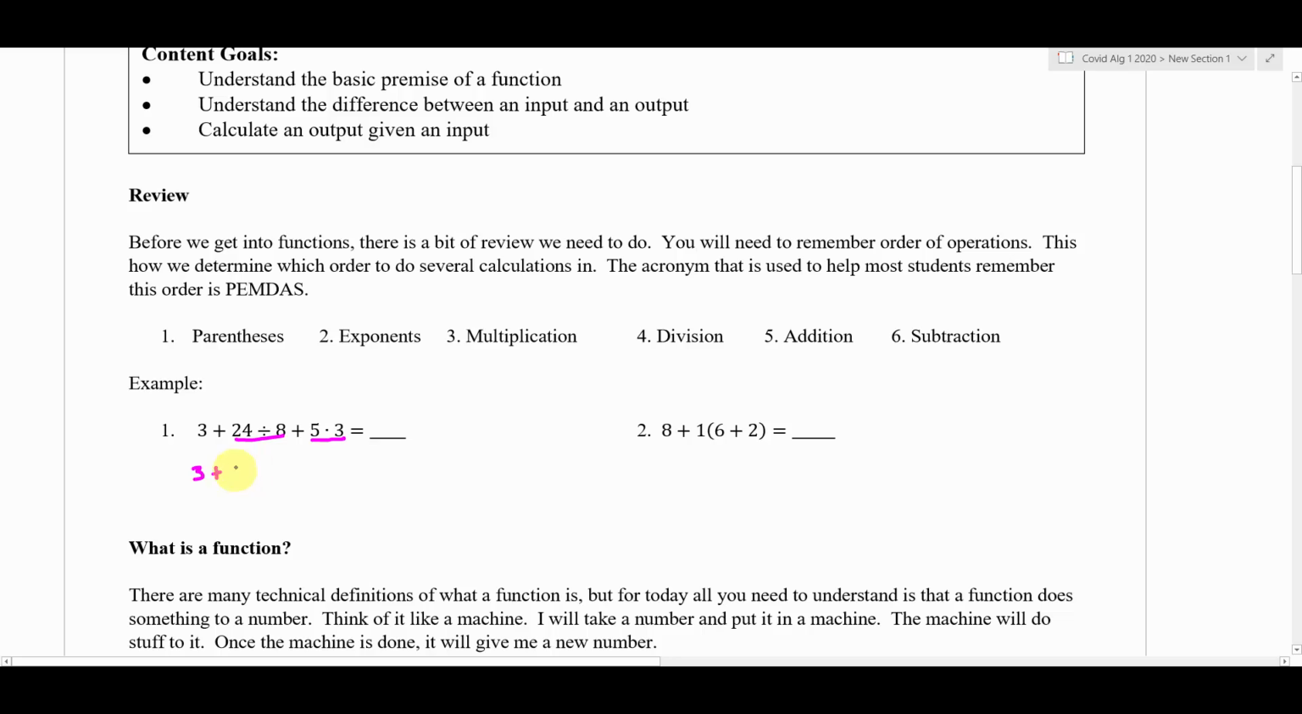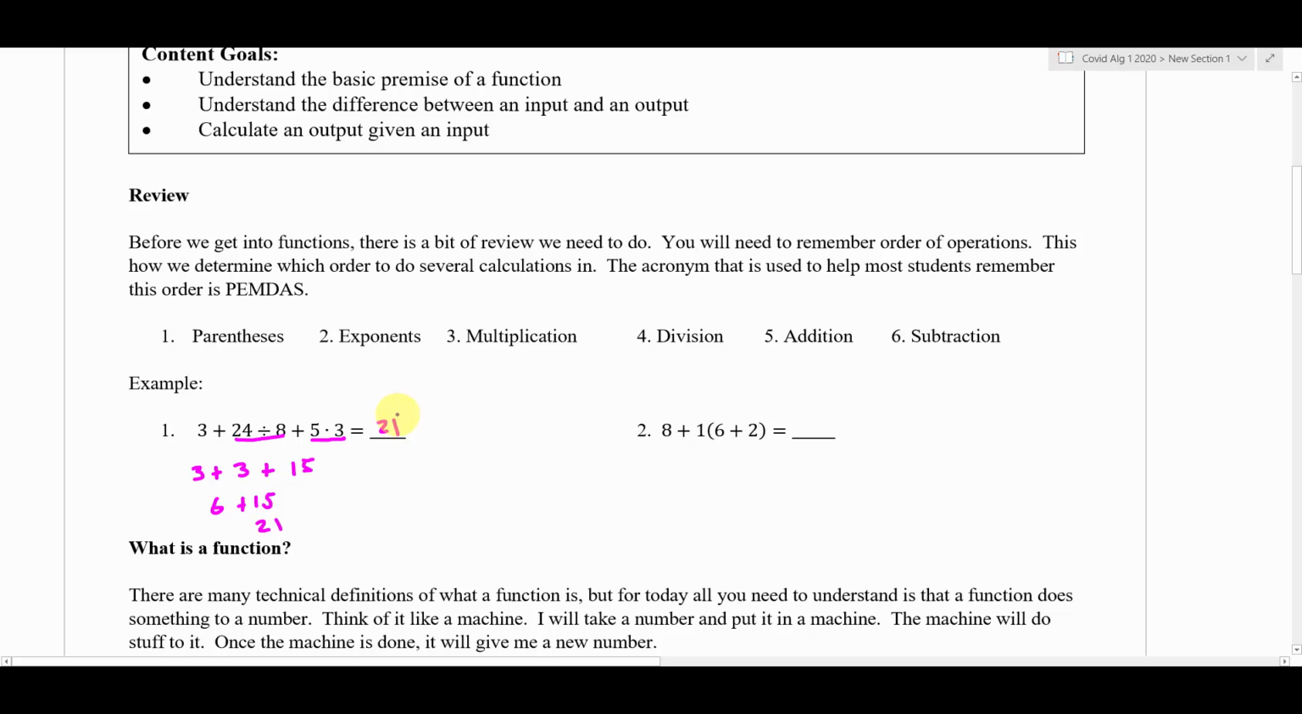And then I'm going to do this 24 divided by 8. So 24 divided by 8 is 3. And then I'm going to do this 5 times 3. So notice I still have a plus sign there, so I'm going to carry that down. And then I'm going to do this 5 times 3, which is 15. Okay, and then I've taken care of the multiplication and the division, so now I can focus on addition. So I can do 3 plus 3, which is 6. And then I will have 6 plus 15, and if I do 6 plus 15, I'll get 21. So the correct answer here would be 21. And that's just using that order of operations.